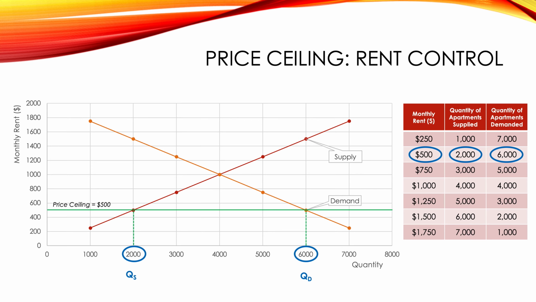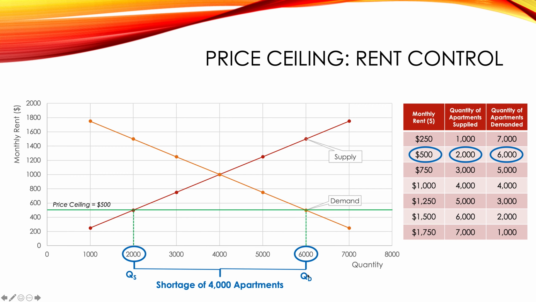So what is the effect of this price ceiling? Well, quantity demanded is 6,000, quantity supplied is 2,000. That's going to leave us with a shortage of 4,000 apartments. So, you can ask yourself questions like, is rent control good or bad? Well, that's a little simplistic. It depends on who you're talking about, right?